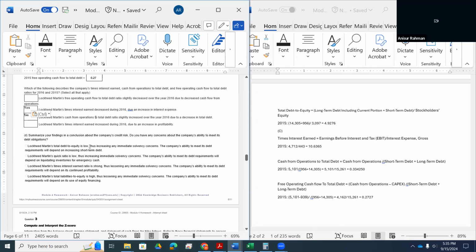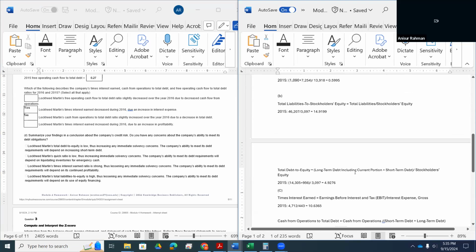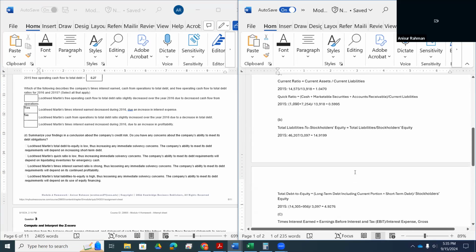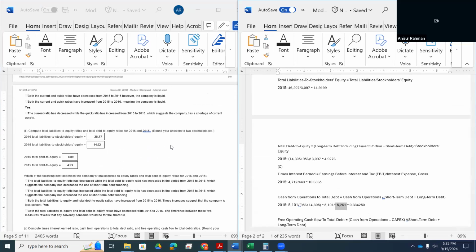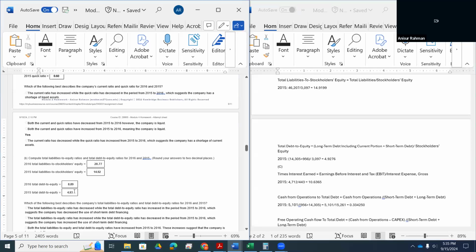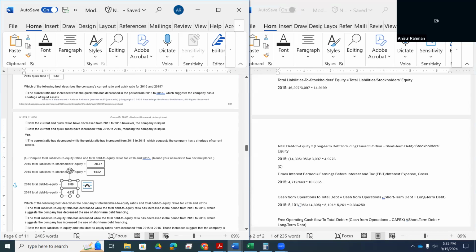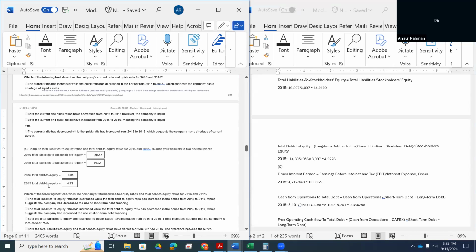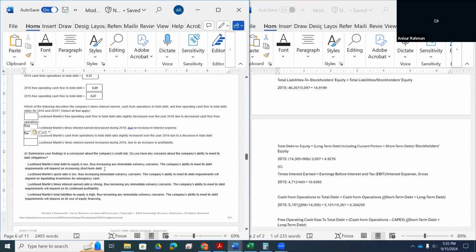Lockheed Martin's total debt to equity ratio is low. Let's see, total debt to equity ratio. So 4.93, 8.89. So that is not true. Debt is almost 5 times of equity, and it got worse in 2016. It is almost 9 times of equity. So that is not correct.